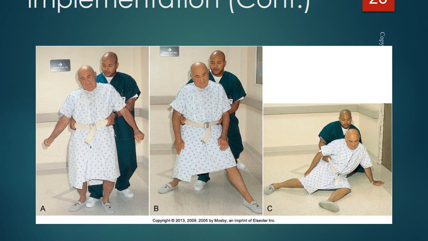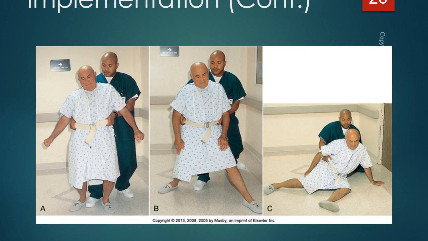If the patient has a fainting or syncopal episode or begins to fall, you want to assume a wide base of support with one foot in front of the other, thus supporting the patient's body weight, as in photo A. You extend one leg and let the patient slide against the leg and gently lower the patient to the floor, protecting the head, photos B and C.